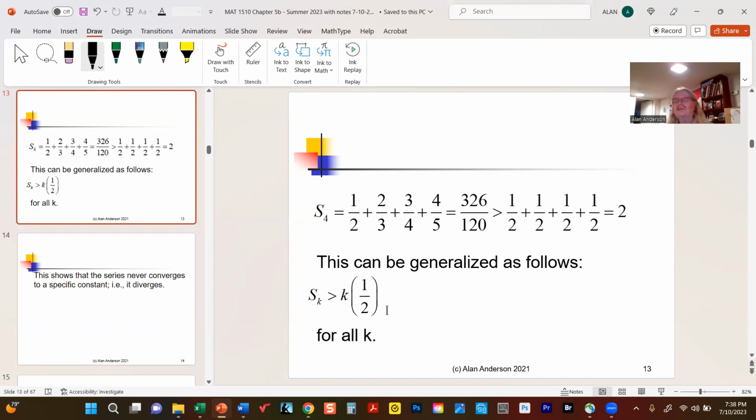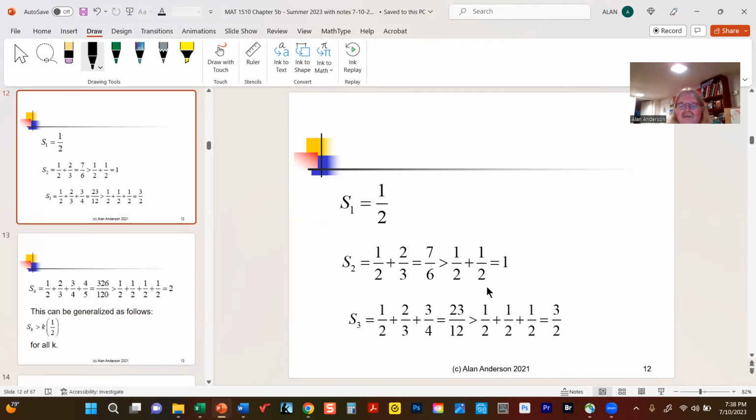So what that means then is that as k grows, so does sk, and that never changes. That's basically what this is all about. We're proving that as k increases, so does sk. And so that tells us that the series is divergent. So this one is kind of an interesting proof.